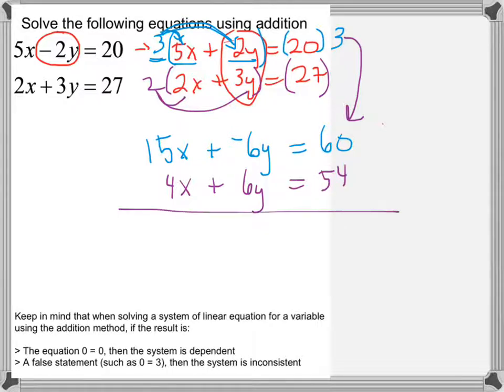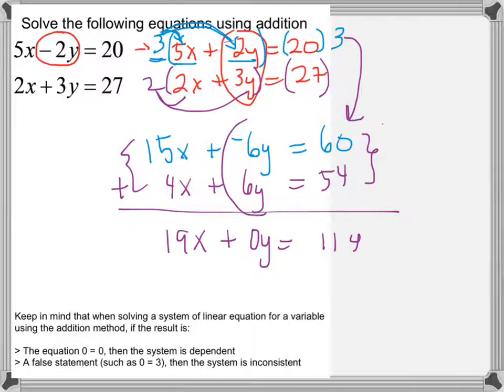Now I'm going to set up this addition. I'm going to add both the left-hand sides of these equations and the right-hand sides of the equations. So I'm going to add these two and add these two. So I'd have 19x plus, now negative 6 plus 6 is 0y, and that's going to be equal to 114. Now notice what happened: because these were additive inverses of each other, it gets you 0y, but 0y is just 0. So I'm left with 19x is equal to 114.